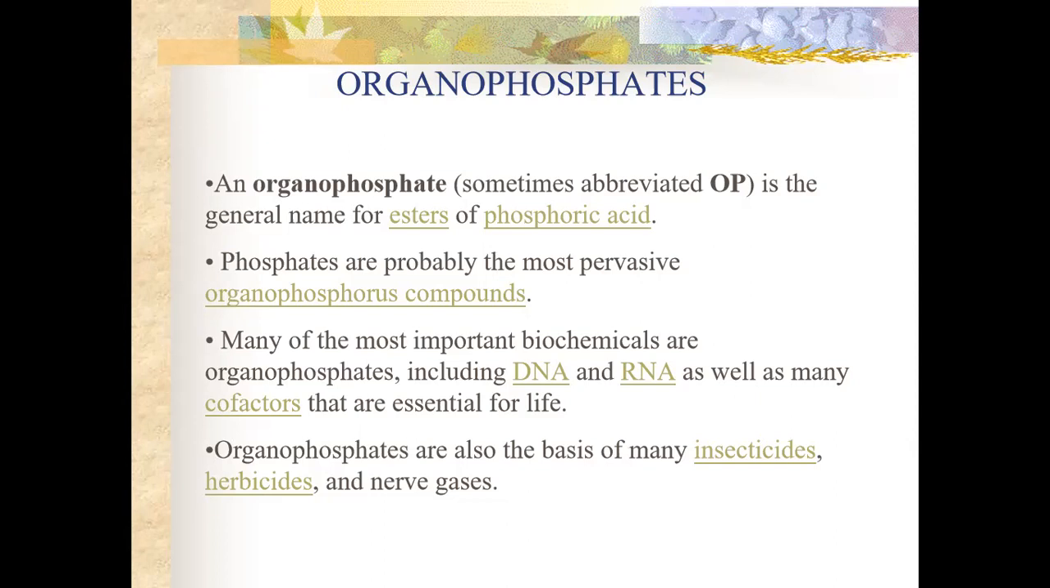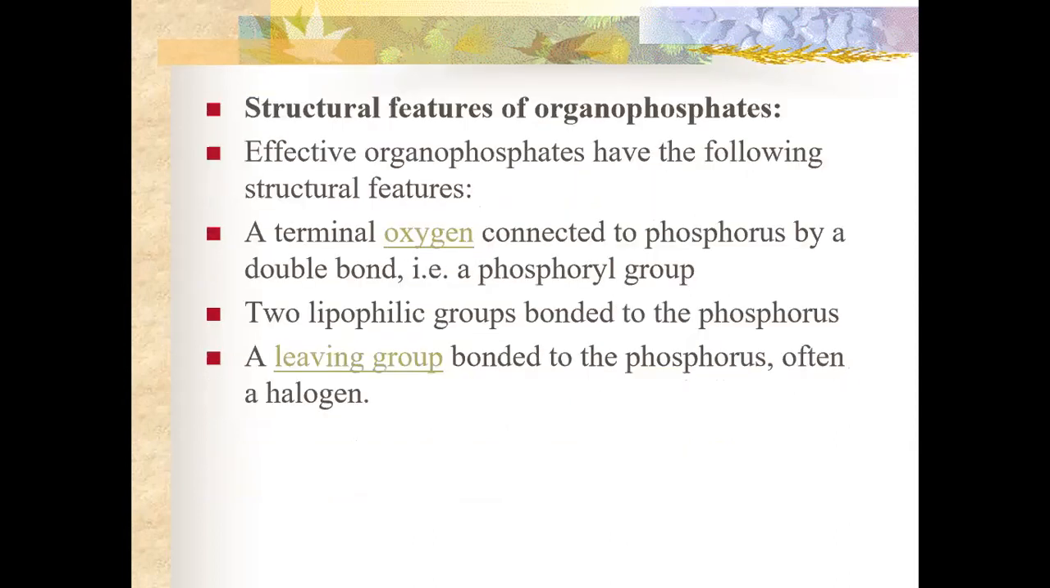Many of the most important biochemicals are organophosphates, including DNA and RNA, as well as many cofactors that are essential for life. These organophosphates are also the basis of many insecticides, herbicides, and the nerve gases, like sarin and so on. Organophosphates have the following structural features: a terminal oxygen connected to the phosphorus by a double bond, which is called the phosphoryl group, and two lipophilic groups bonded to the phosphorus, leaving a group bonded to the phosphorus, often a halogen in nature.